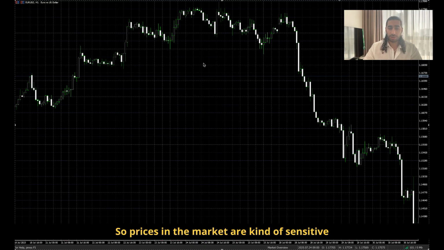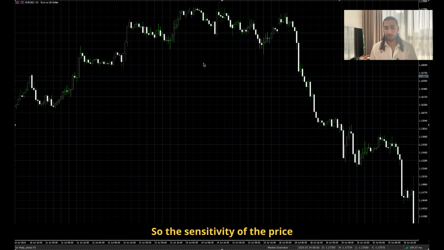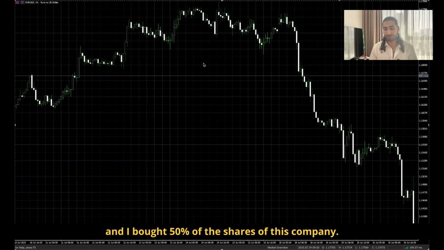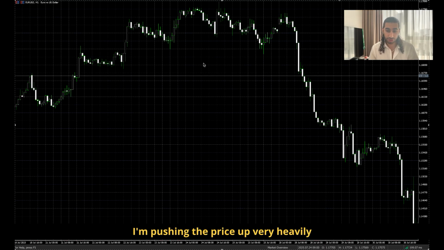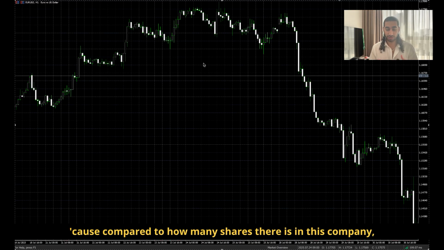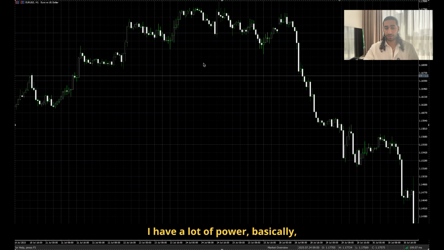So prices in the market are kind of sensitive to a certain extent. The sensitivity of the price is based on the volume sensitivity. So let's say I have shares of a company and I bought 50% of the shares of this company. Which means that if I'm buying 50% at once, I'm pushing the price up very heavily, because compared to how many shares there are in this company, I have a lot of power, basically, in money terms, in ownership terms.